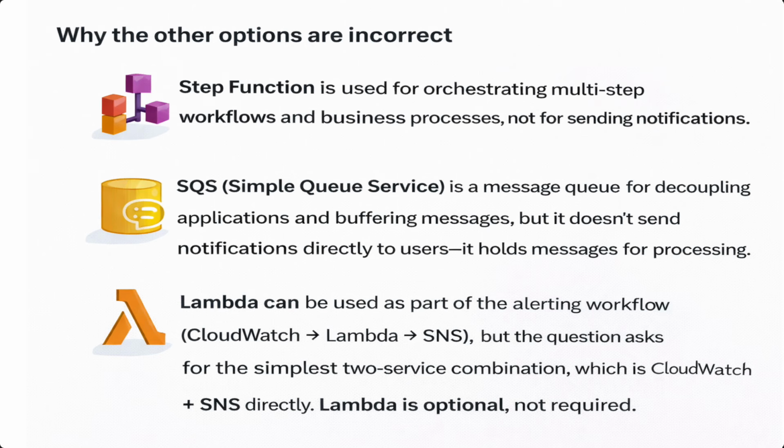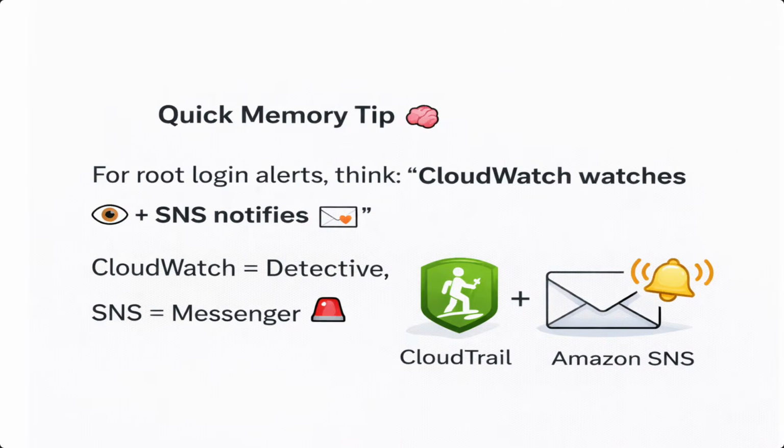Lambda can be used as part of the alerting workflow, CloudWatch, Lambda, SNS, but the question asks for the simplest two-service combination, which is CloudWatch plus SNS directly. Lambda is optional, not required. Quick memory tip for root login alerts. Think CloudWatch watches plus SNS notifies. CloudWatch equals detective, SNS equals messenger.